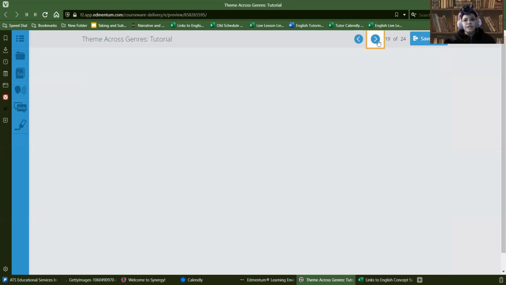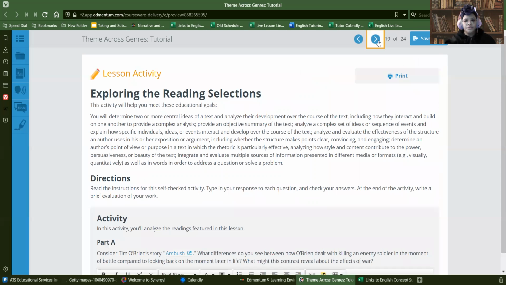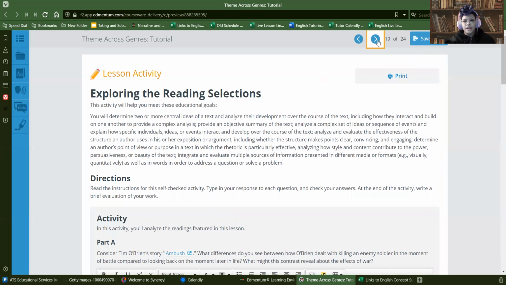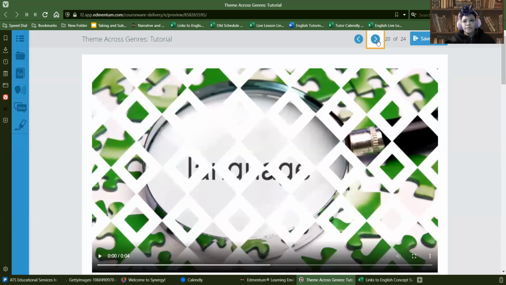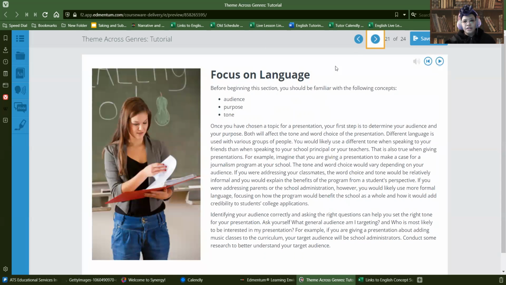The next activity is going to have you compare those two excerpts, ambush and symptoms. And the last section is on language. Now, this is about giving presentations. It's pretty easy. It's pretty much just about being able to choose the appropriate language based on your audience. So this whole slide basically talks about how, depending on who you are talking to and who you're giving your speech or your presentation to, when you are writing one, it will affect the tone and word choice.